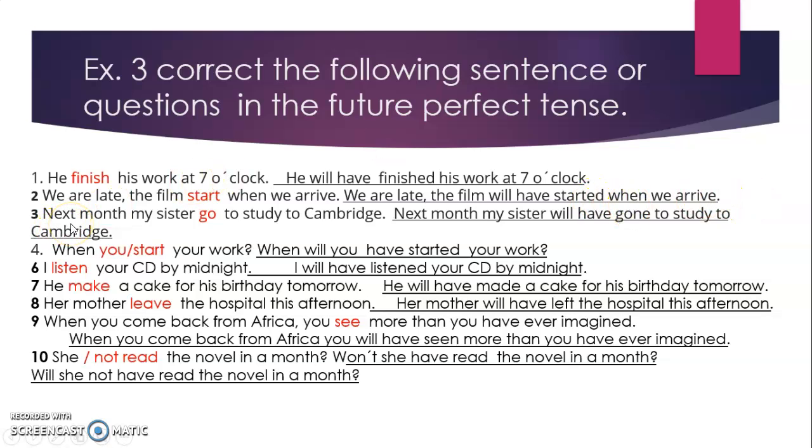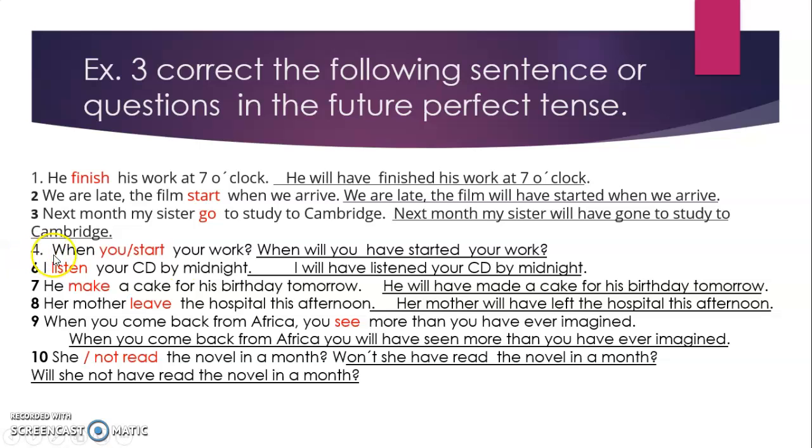Then it's the same with the next sentence. Next month my sister go to study to Cambridge. Okay, the sentence is wrong. That word in present is wrong. But because we are talking about future perfect tense here, you need to write: next month my sister will have, and the past participle of go is gone. Next month my sister will have gone to study to Cambridge.